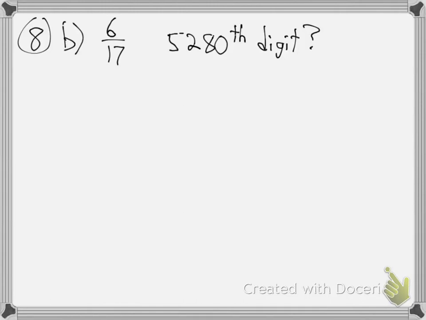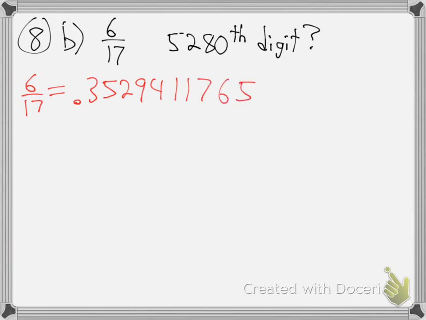How are we going to do that? Are we going to write out 5,280 digits? No, that's obviously not our plan. Well, you guys have the calculator? We'll start there. 6 over 17. I'm getting 0.3529 4 11765. I assume it starts to repeat right there.